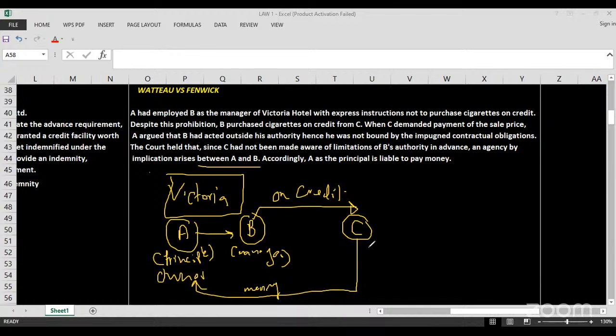What the court is telling. Now, C, the cigarette seller, doesn't know about B's limits. A hasn't told C, okay, don't give cigarettes, we won't purchase cigarettes on credit. C doesn't know what B's authority is. So therefore, the court is telling, since C is unaware of B's authority, an agency by implication is created between whom? A and C. This means A has to pay the due amount to C. That's about this one. I hope all these parts are clear. If you have any doubts, you guys can ask.